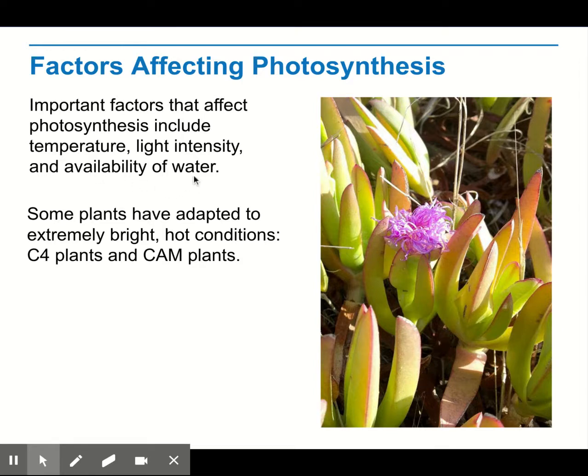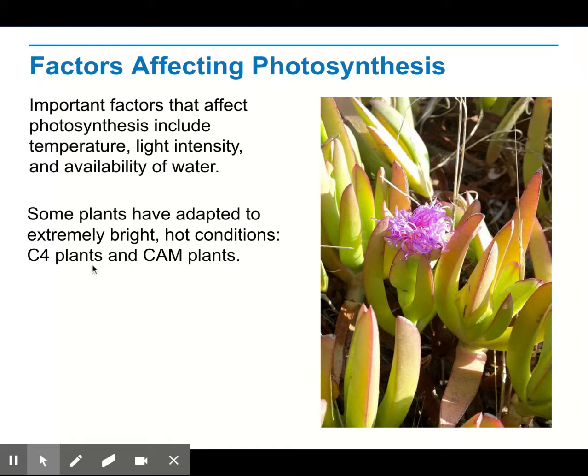Water is also super important to photosynthesis because remember, water replenishes the electrons that chlorophyll gives up into the electron transport chain. And so if there is no water available, then the electron transport chain would kind of stop and break down. So water is super important for photosynthesis for that reason.